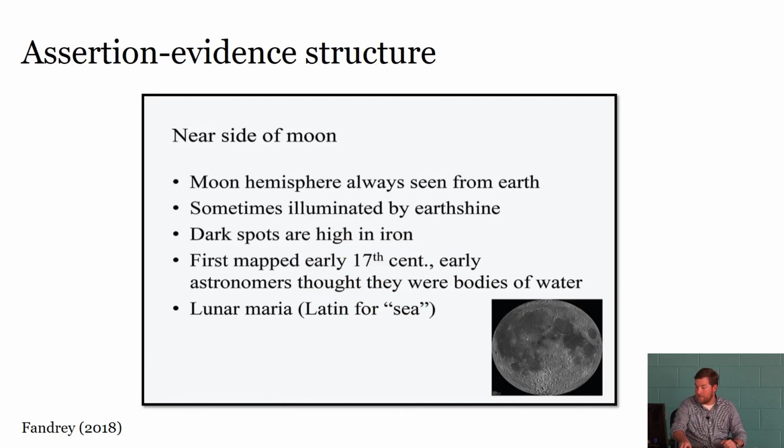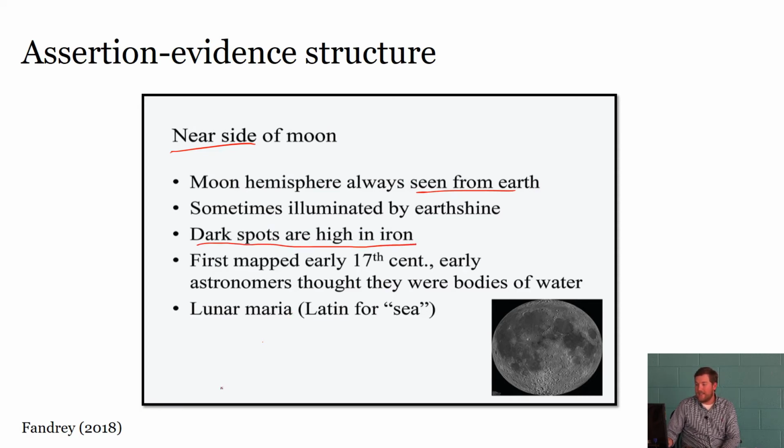Okay, so here we're going to take this one and we're going to apply the assertion evidence strategy to it. So step one is to identify the main idea. Okay, so we've got the near side of the moon. We can see it from Earth. It's illuminated. There's dark spots, high in iron. All of that stuff kind of goes together.